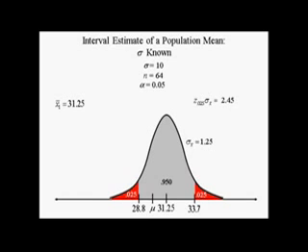Thus, the probability that the population mean is between 28.8 and 33.7 is either equal to 1 or 0, which only your deity knows. In this scenario, the population mean happens to be in the interval. This is the more likely scenario because you have estimated a 95% confidence interval.